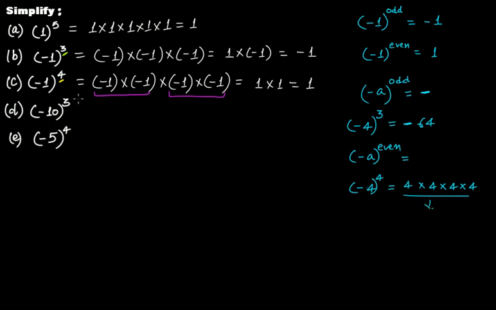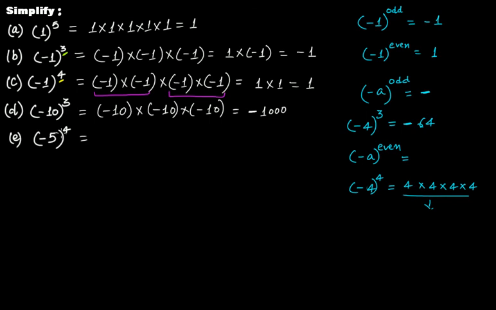Okay, now whatever we have discussed here, same thing will be here. This is minus 10, so clearly minus 10 is raised to the power of an odd number, that is 3. So for sure we are going to have minus sign. So put minus sign, then 10 times 10 times 10 is what? 1000.